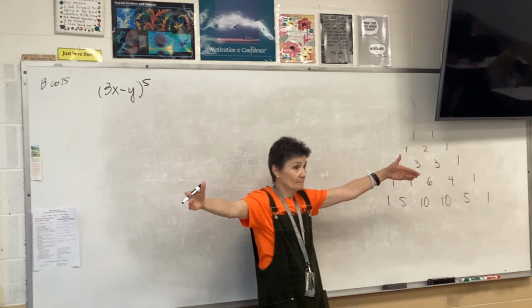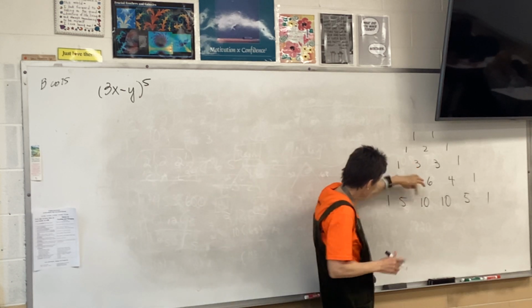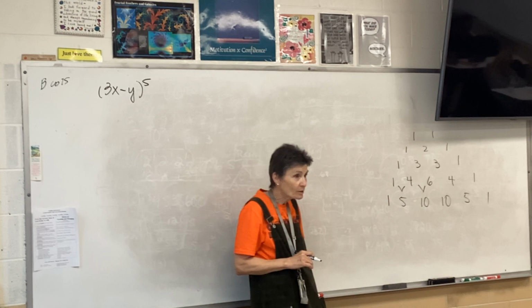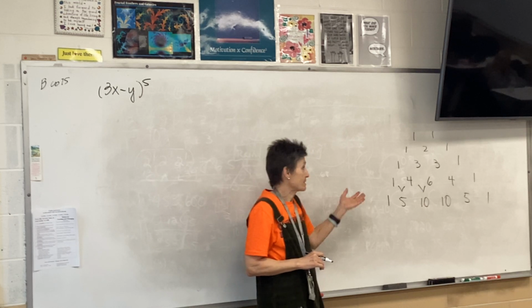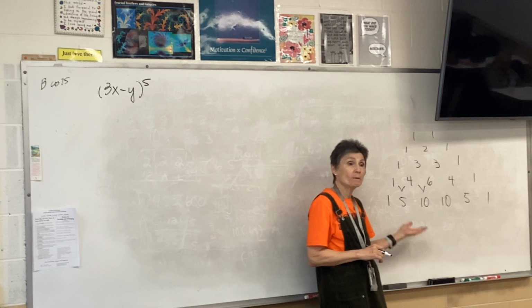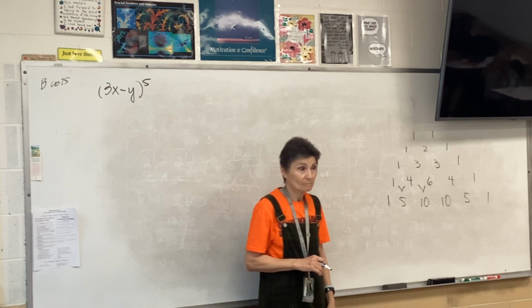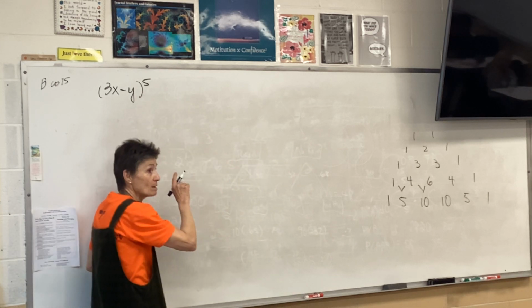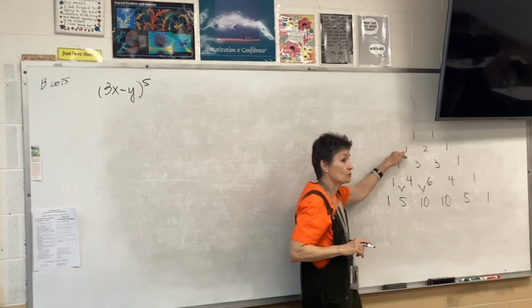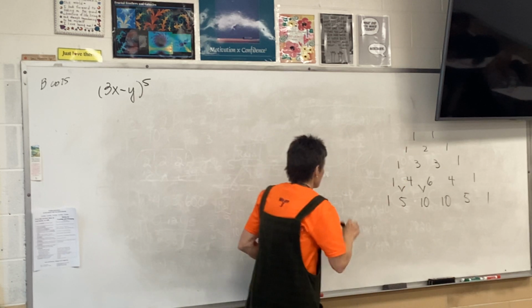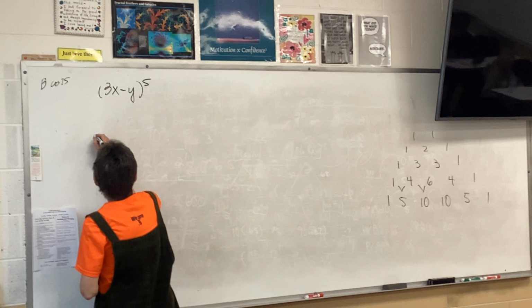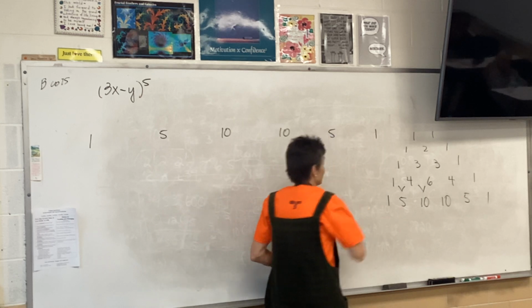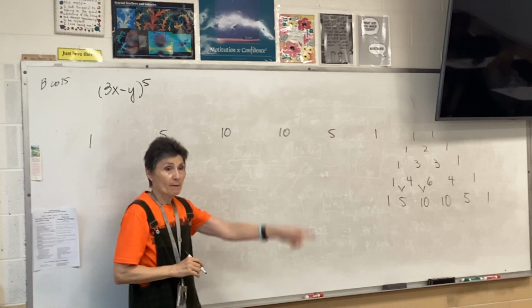Start and end with a 1, and then we add to get the next row of numbers. Joshua, you got it? Now, why did I stop there? I mean, obviously I could keep going, I have extra room. Why did I stop there? Because I am expanding to the 5th power, which means I use the 5th row. So my numbers are 1, 5, 10, 10, 5, 1. Those are my numbers. Step 1 complete.